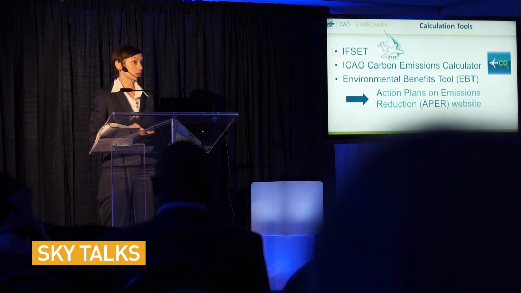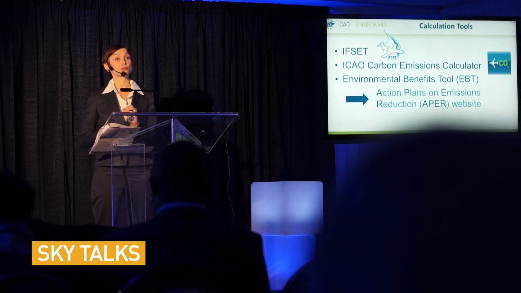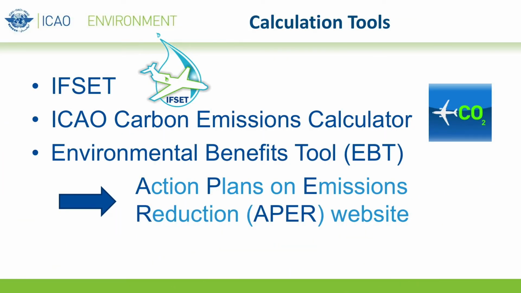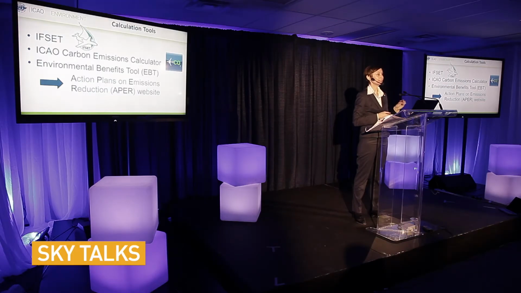The calculation tools. So we have developed a series of tools in order to help states collect and analyze data related to the baseline, to the mitigation measures, and the expected results. Some of them are probably already known to you, like IFSET, which stands for the ICAO Fuel Savings Estimation Tool, that allows states with limited measurement or modeling capabilities to assess the fuel efficiency resulting from ATM improvement. The ICAO Carbon Emissions Calculator is a tool that will calculate CO2 emissions from origin to destination for cargo and passengers. It's one of the biggest hits on the ICAO website, and this tool is actually being used throughout the UN system. Last but not least, we have developed the Environmental Benefits Tool specifically for the sake of the state action plans.